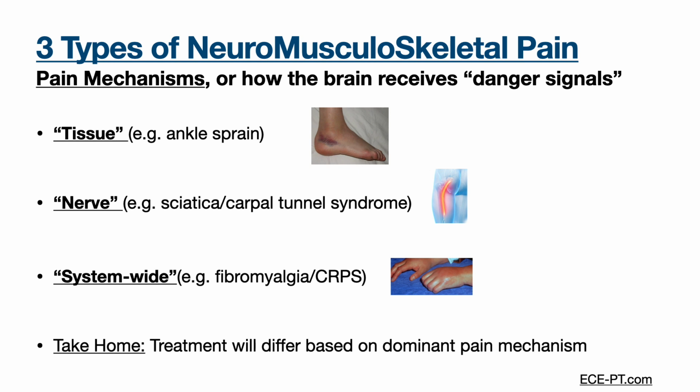So we're going to take a look now at the three types of neuromusculoskeletal pain. And essentially, we're looking at what's called pain mechanisms, or how the brain receives these danger signals. What's driving the pain? And we can break them down into three general categories. It's either the tissue driving the pain, the nerve itself driving the pain, or the whole system driving the pain.